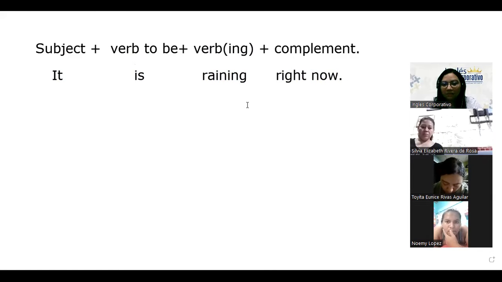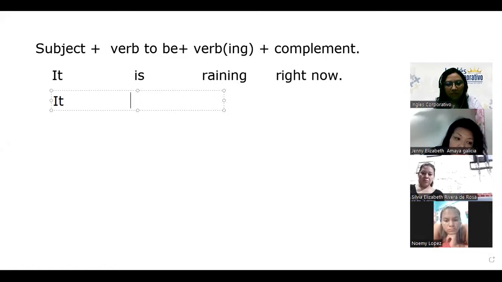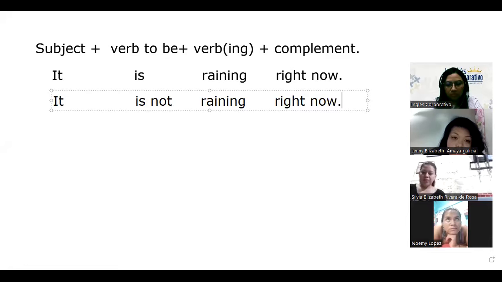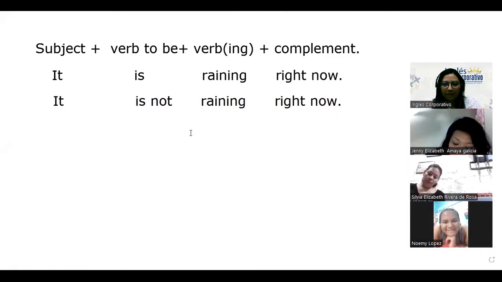But you know, aquí donde yo vivo no está lloviendo. That is a negative statement. ¿Cómo lo convierto a negativo? It is not. After the verb to be, I am going to say not, and now it's negative. Look, and then I have the same verb and the same complement. Ahí estamos. Affirmative, negative. This is the complete form.